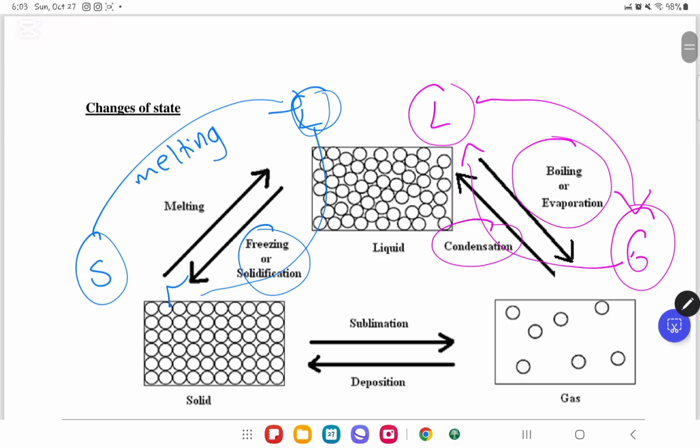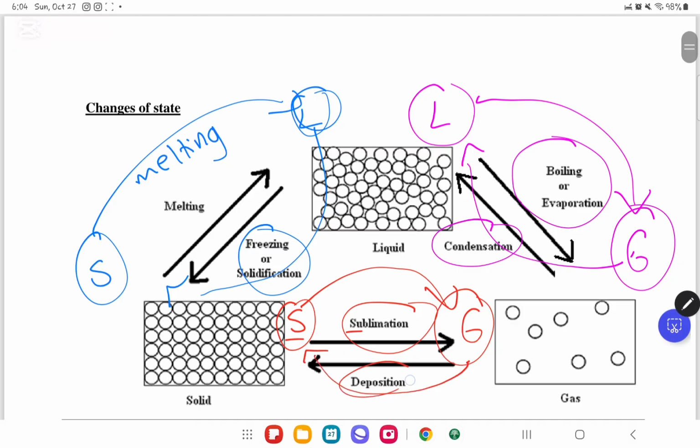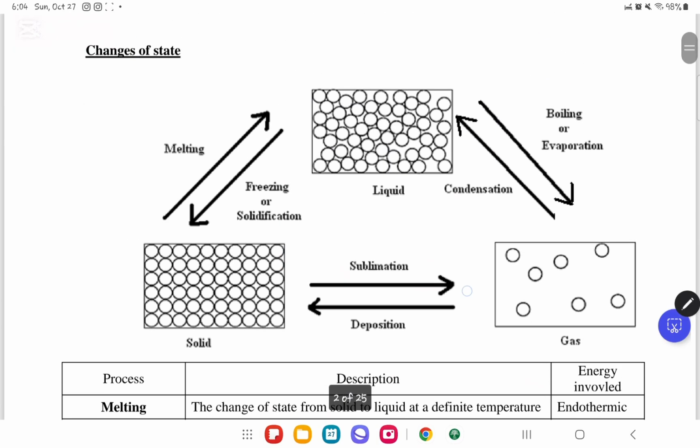Now, finally, we have gas and solid. If we're moving from solid to gas, it is sublimation. How I memorize it personally is that solid starts with S, as sublimation. So you start with a solid, it's sublimation. Then finally, from gas to solid, it is called deposition. So that is it for the changes of state.